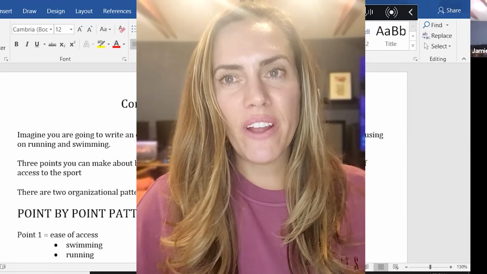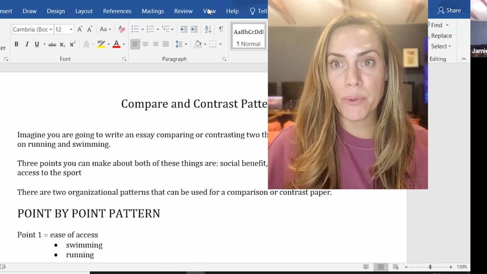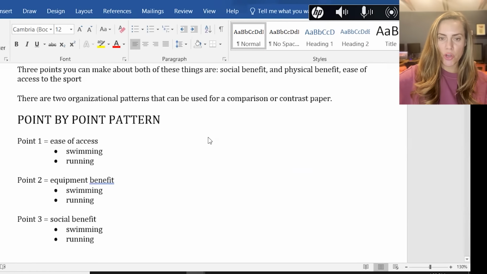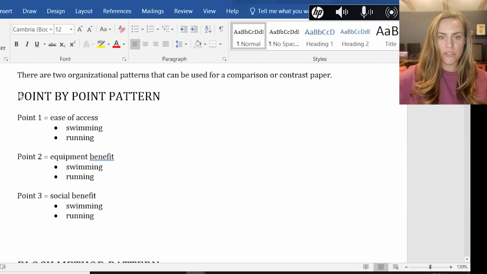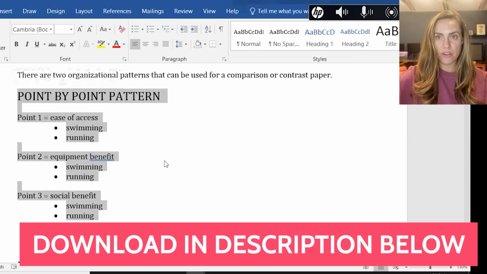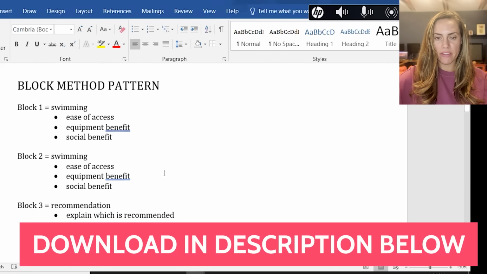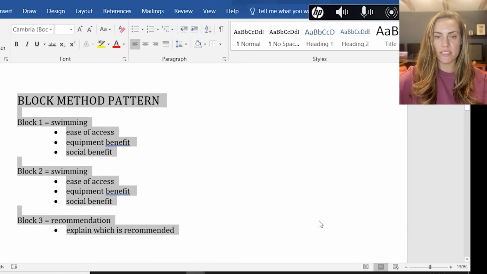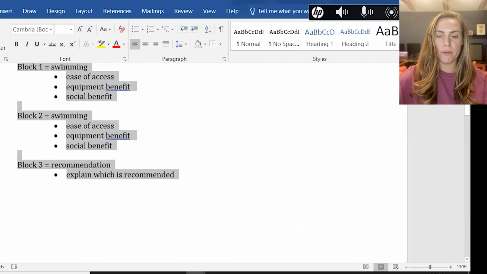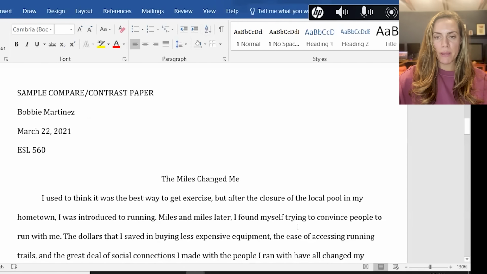Okay, everyone, here we are now looking at the sample paper. I'm going to just go down here, scroll down. You can find this below. There's a point-by-point pattern here, and then the block method, which I just wrote on the board. Okay, so you can see both of those patterns there. This is only for the body of the paper. And then I have a sample paper right here.